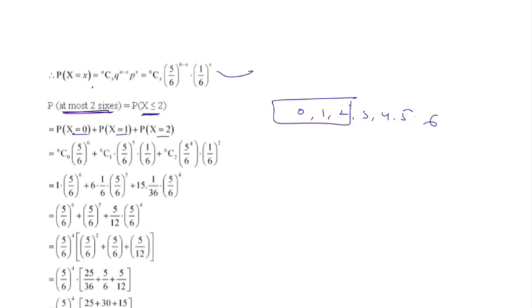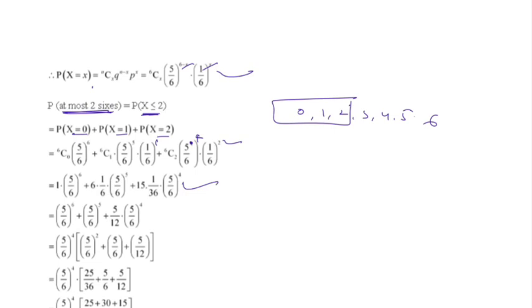So 6C0, with 0 success, 5 by 6. So here the power terms get cancelled, only 6C0, 5 by 6 to the power of 6 we are getting. So 6C0, 5 by 6 to the power of 6, all are failure. 6C1, 1 success, 5 failures. 6C2, 2 successes, 4 failures, right? So 6C0 is 1, 5 by 6 to the power of 6, plus 6C1 is 6, it is 1 by 6, 5 by 6 to the power of 5, plus 6C2 is 15, it is 1 by 36, and it is 5 by 6 to the power of 4.